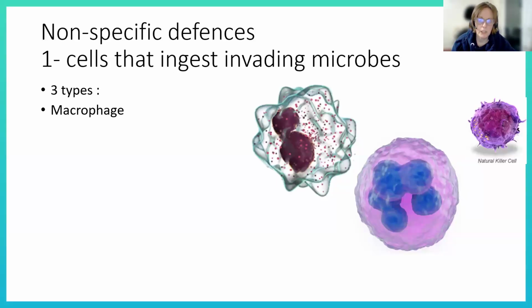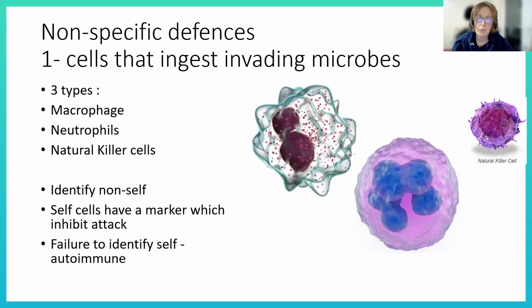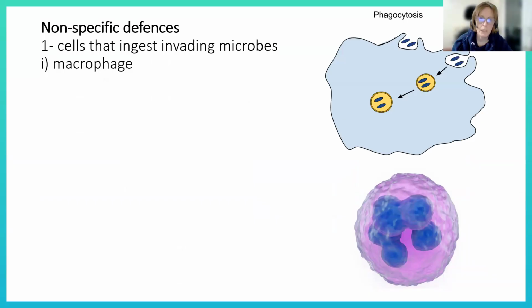So the macrophages, the neutrophils, and the natural killer cells are the ones that will identify non-self cells because they don't have that marker that identifies them as self, which inhibits an attack. If we fail to identify our own cells as self, and our immune system starts to think they're foreign, as in not part of our body, it will start attacking them, or it could start to attack them. And that's how autoimmune diseases develop.